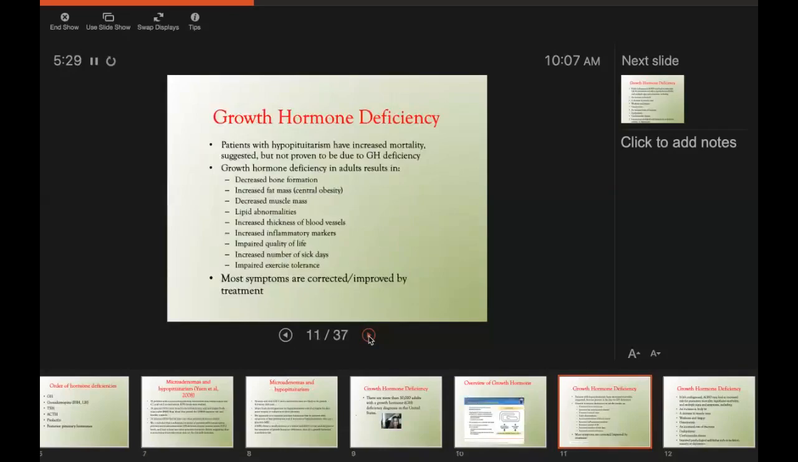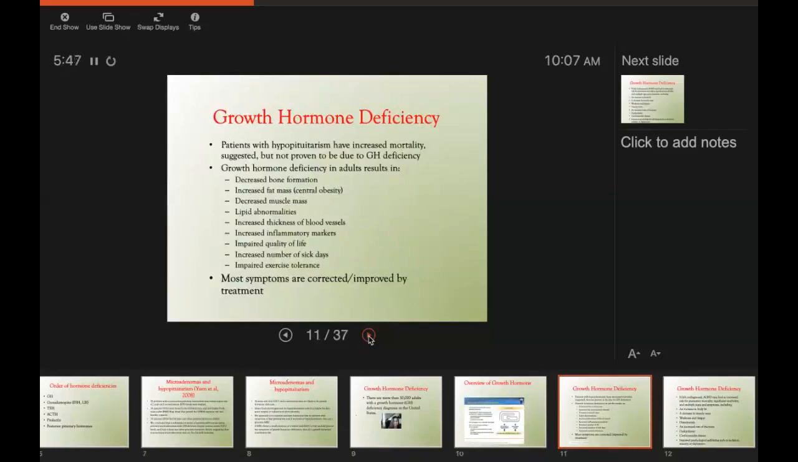So what are some of the symptoms of growth hormone deficiency? In general, patients with hypopituitarism have increased mortality. This is thought to be due to growth hormone deficiency. Not 100% proven, but it seems like as you replace the growth hormone, this increased mortality the patients are getting seems to have decreased.